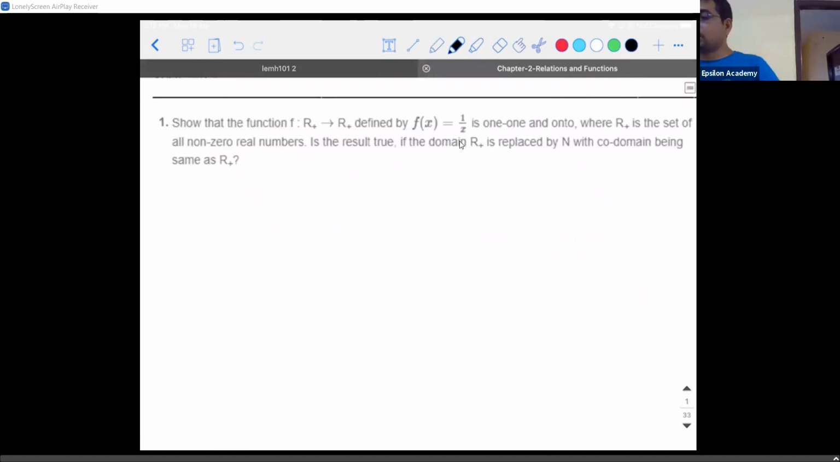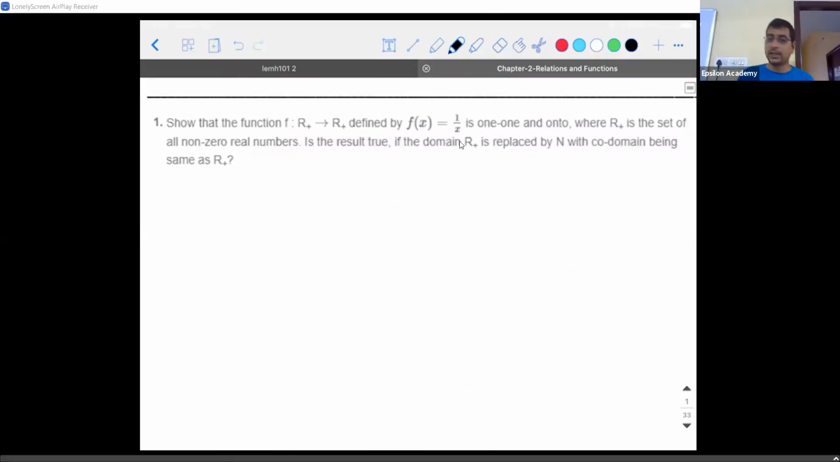First question, show that... I want everybody to write. You people are listening but not writing. Take down. You need not write the question, write down the solution for it. Read the question. What are they saying? Those who have the textbook, you can read it from there. If not, you can read it from the board.